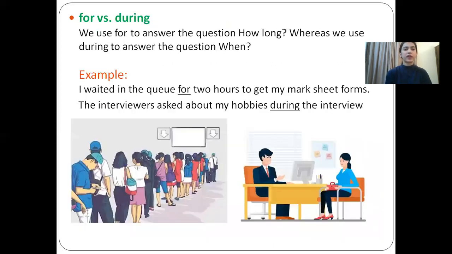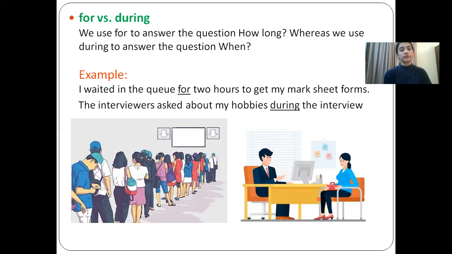The next such pair is for versus during. So we use for to answer the question how long, whereas we use during to answer the question when. And I have some examples. Number one is, I waited in the queue for 2 hours to get my mark sheet forms. So it tells you for how long you were standing in the queue?